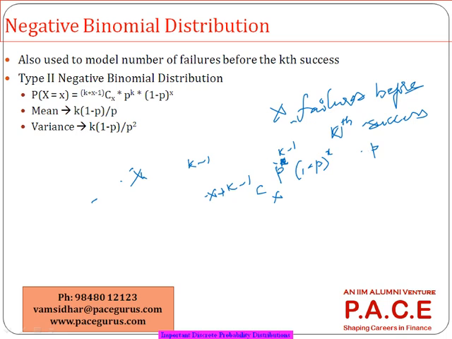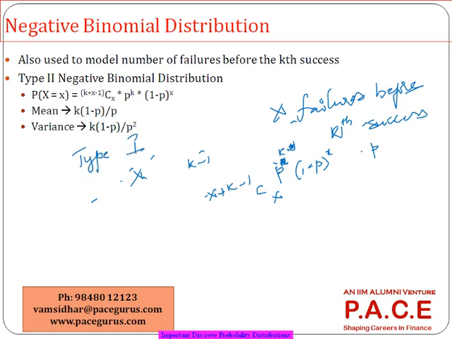So this will become p power k. I can even try finding that out. These formulas are already there; you need to understand the context. Did he ask for the number of trials for the kth success, or the number of failures before the kth success? The number of trials for the kth success is called a type 1 negative binomial distribution.